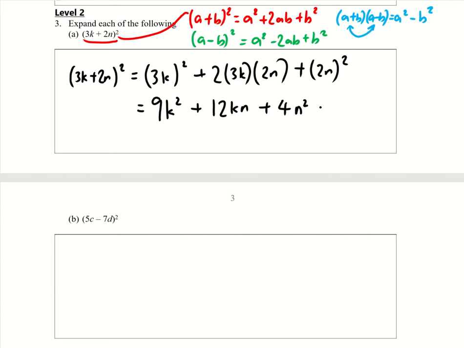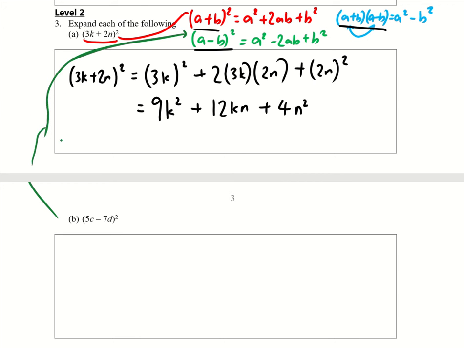Alright, so that's how you expand the algebraic expression using special product, as long as it fulfills these three forms: a plus b square, a minus b square, or a plus b, a minus b. Now let's take a look at the second one. The second one, we have 5c minus 7d square. You realize that this looks exactly like the second algebraic form, a minus b the whole thing square.